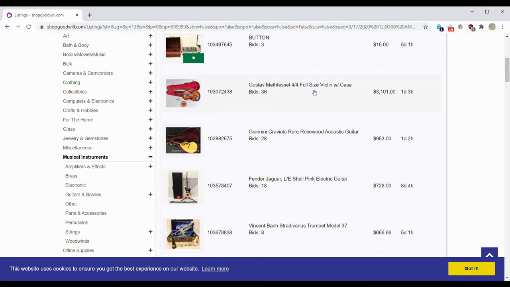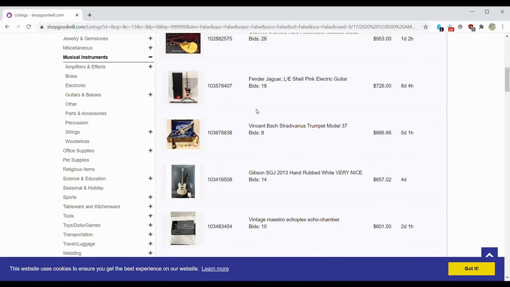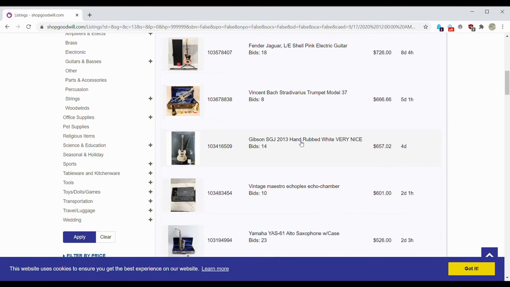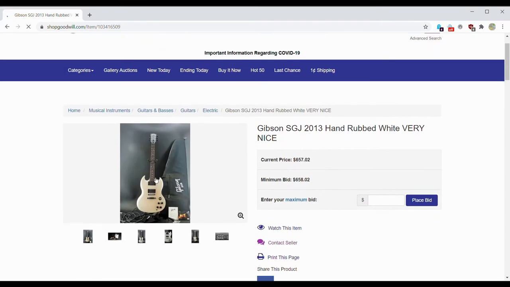We got a violin, some sort of mandolin acoustic guitar thing. Here's a Gibson SJ EJ 2013. So here's, you're already starting to see where this is getting expensive. So this is a Gibson SJ EJ 2013. It says hand rub. Let's click on it. Let's get a better image.